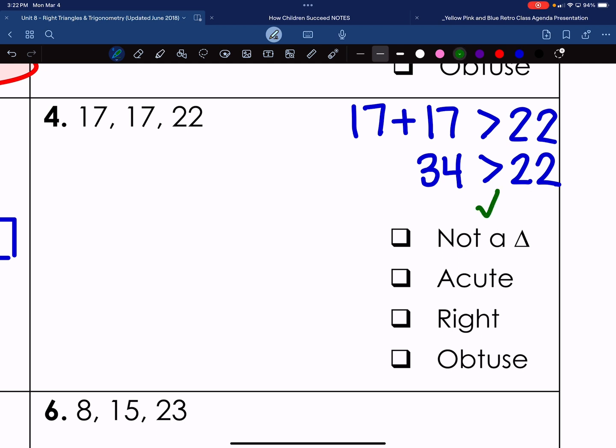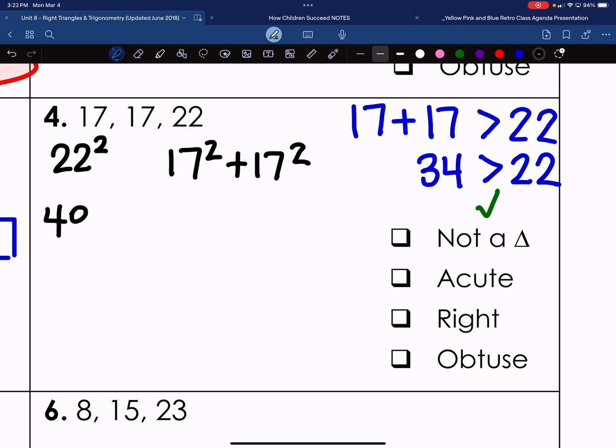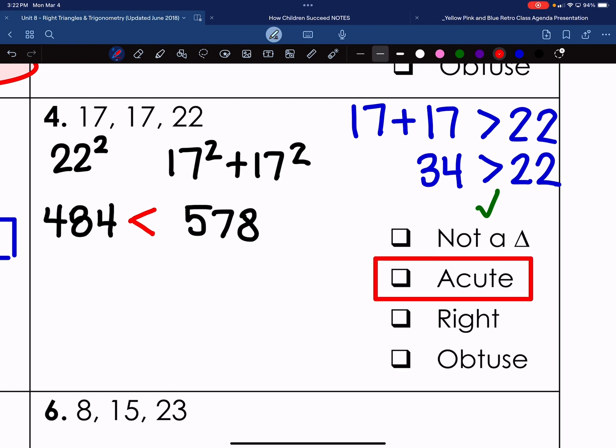Okay, now we're going to do converse. We're going to do 22 squared, and we're going to compare it with 17 squared plus 17 squared. Okay, 22 squared gave us what? 484. What did we get on the other side? 578. So how does c squared compare with the other side? It's less than. Less than means that it's what? Acute. Good. Are we okay?